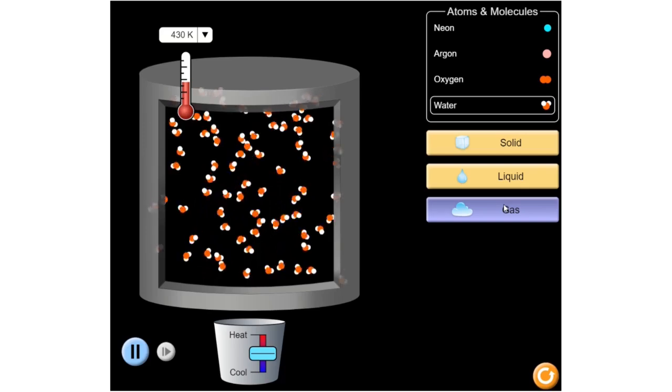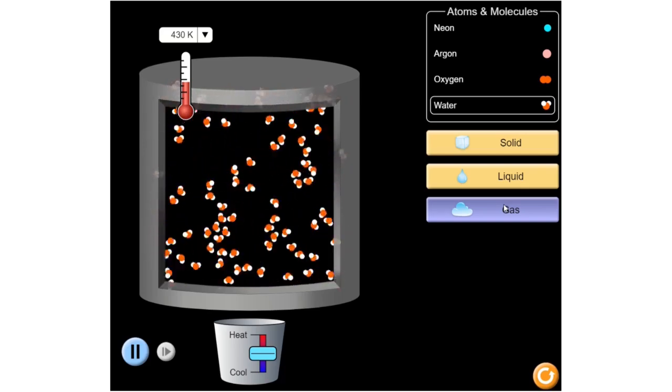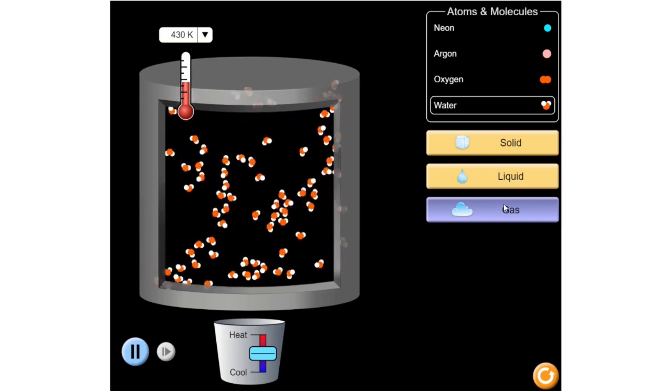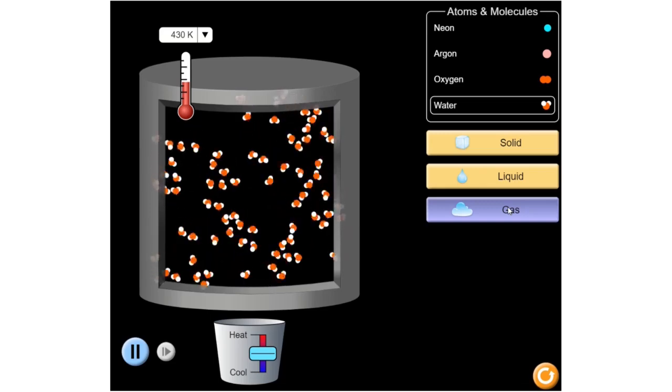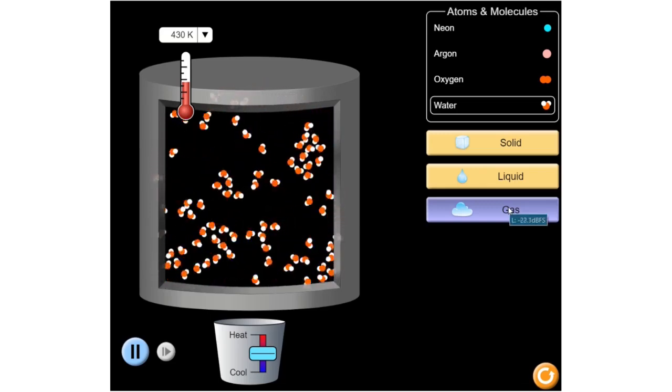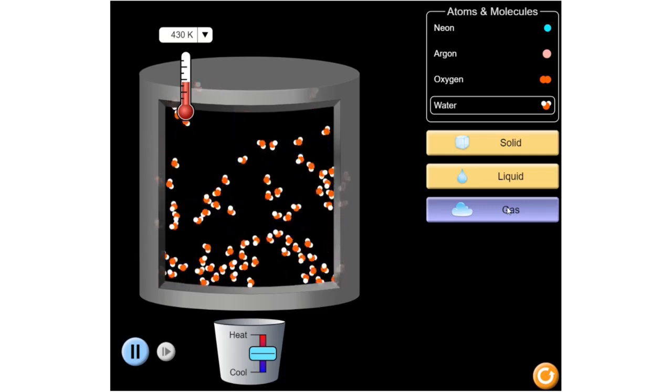When it's in gaseous form, you can see the particles moving around, you can see them spinning. They don't simulate this, but there's actually jiggling within the molecule as well, so motion of the particles in that way. They're spreading out, filling up the whole container. This is what we expect from a gas.